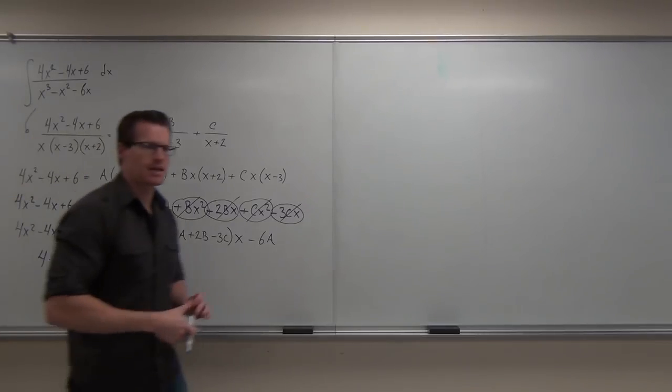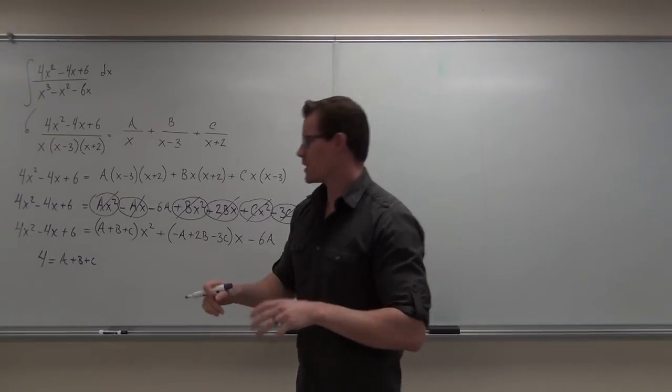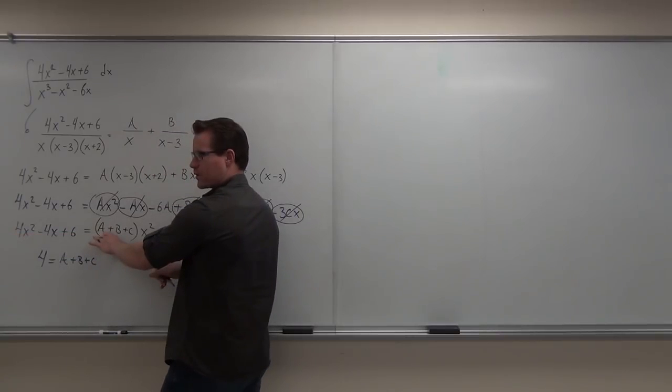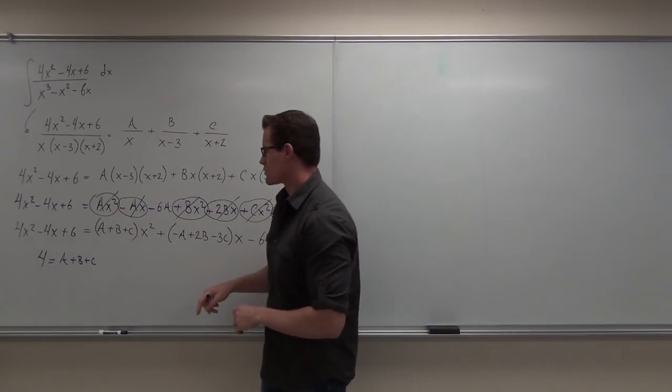That has to be the case. That's why we organize our x squareds and our x's and our constants, so that we can make this jump. So we go, hey, here's an x squared, here's an x squared. This is 4, this has to be 4. That's the idea. Otherwise, these things will not be equal because I have no other like terms. Quick head nod if you're okay with that one. Okay, let's do the next one.